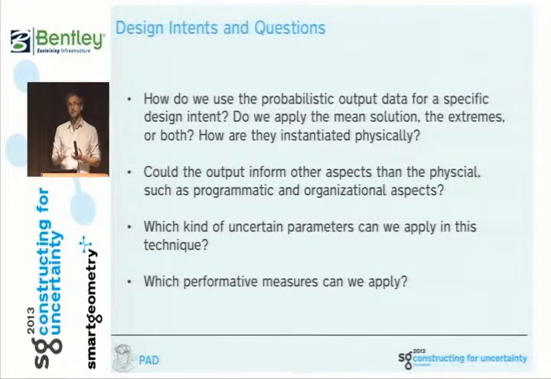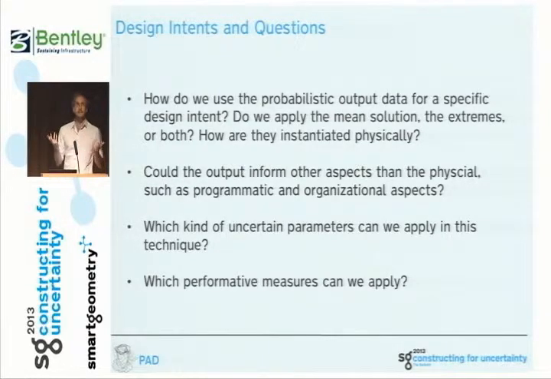Could we inform other things than just the shape? Could it inform organizational or programmatic parts of the project? Which kinds of uncertain parameters do we use? And also which kind of performative measures do we use? This of course depends very much on the specific project that we're looking at.